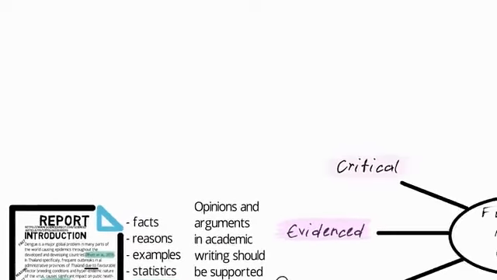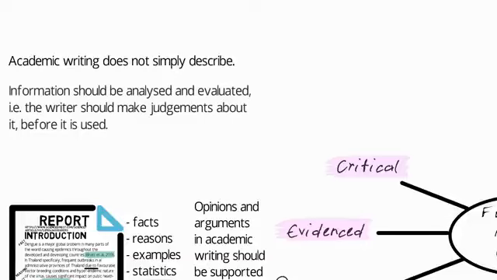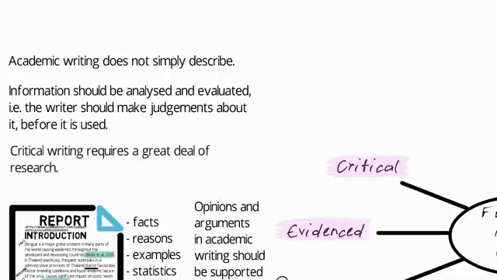The next feature is critical. So academic writing does not simply describe. Information should be analysed and evaluated. In other words, the writer should make judgments about it before it's used. And sometimes in making those judgments, you may decide not to use the information at all. In order to be able to write critically, you really need to understand the topic in depth, so a great deal of research will be needed.